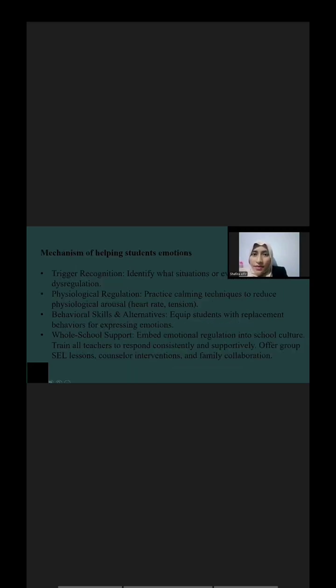And there is a mechanism of helping student emotions. There are four of them. First, trigger recognition. It means identify what situation or event leads to emotional dysregulation. Second, physiological regulation. Practice calming techniques to reduce the physiological arousal, like heart rate or tension. And third, behavioral skills and alternatives. Equip the student with replacement behavior for expressing emotion.